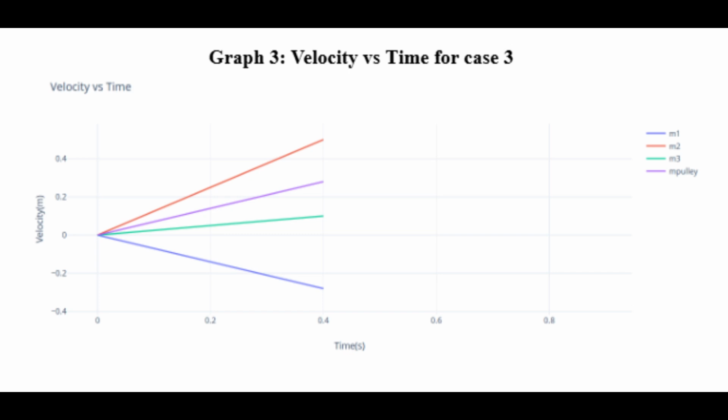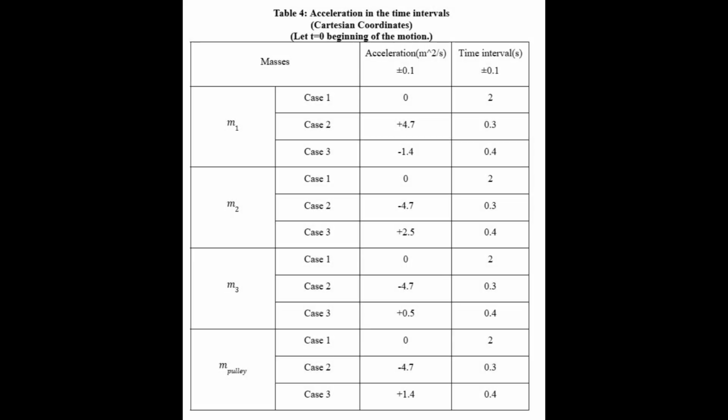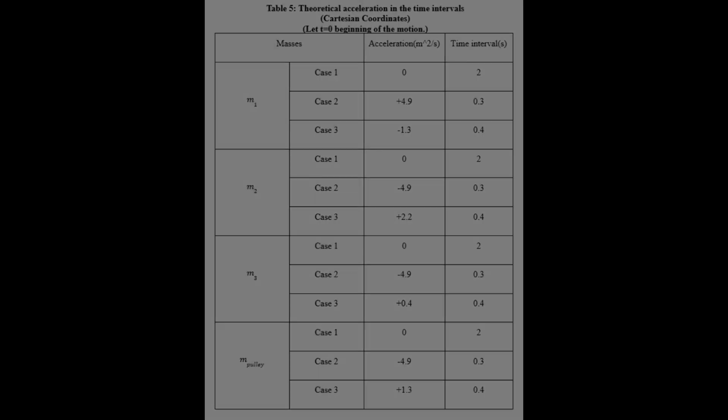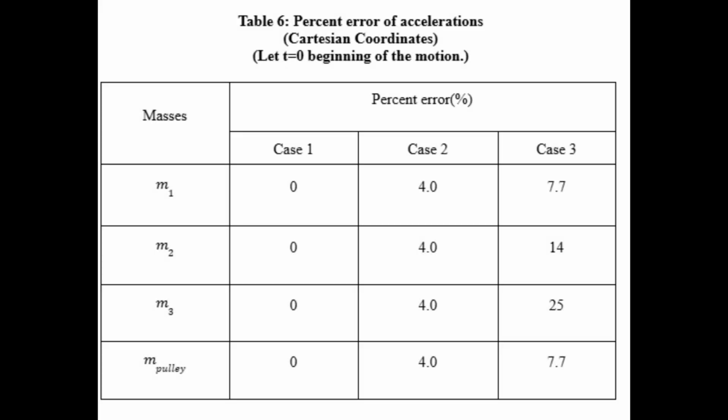This table shows the experimental accelerations for each mass. Accelerations are determined by calculating the slope of the velocity versus time graphs for each mass in each case. The next table represents theoretical values of accelerations calculated using formulas derived by Newton's second law and the Lagrangian method. And finally, the last table provides information about the percent error in acceleration.